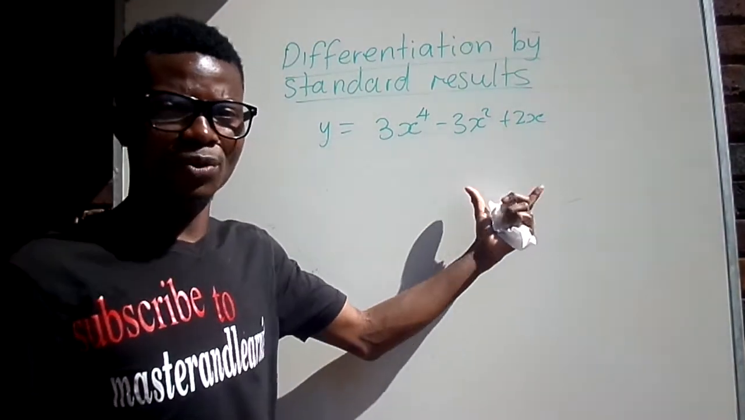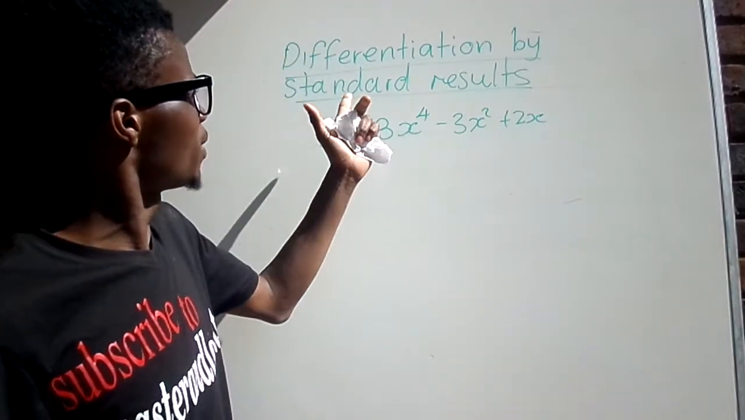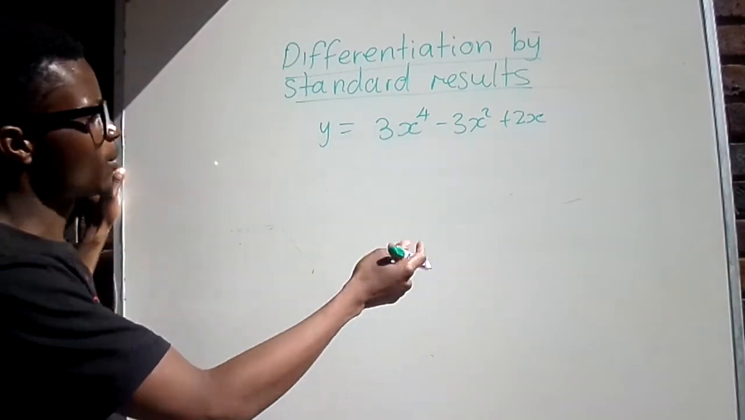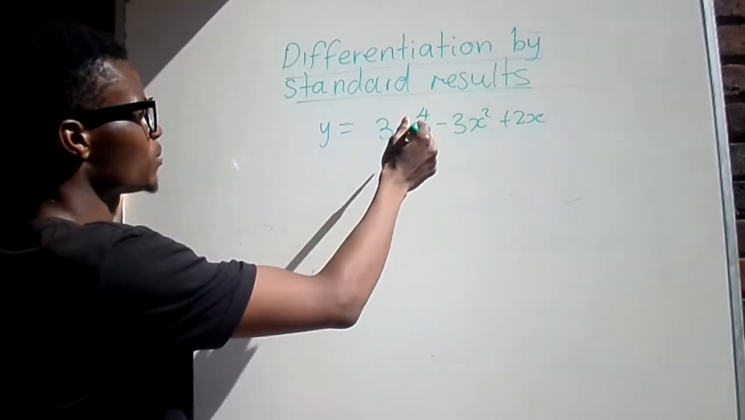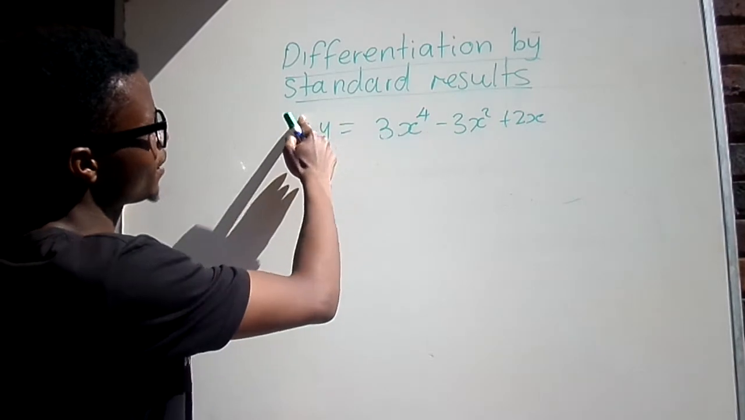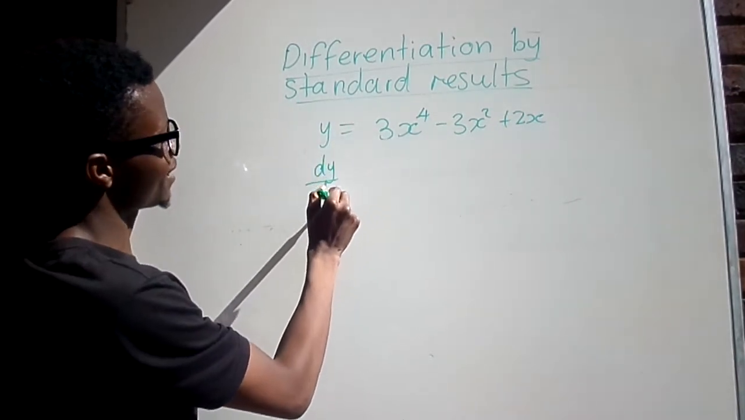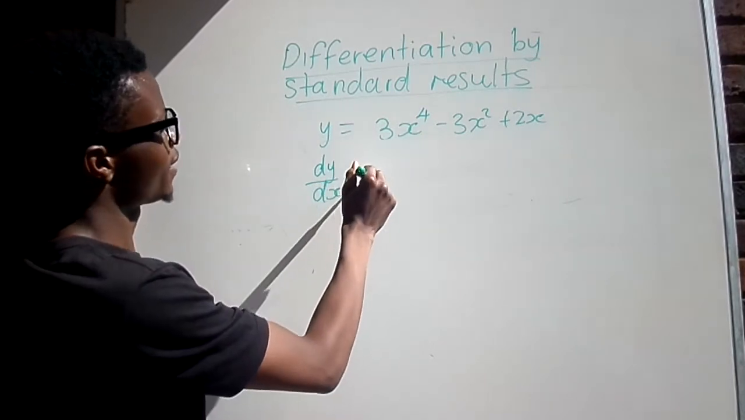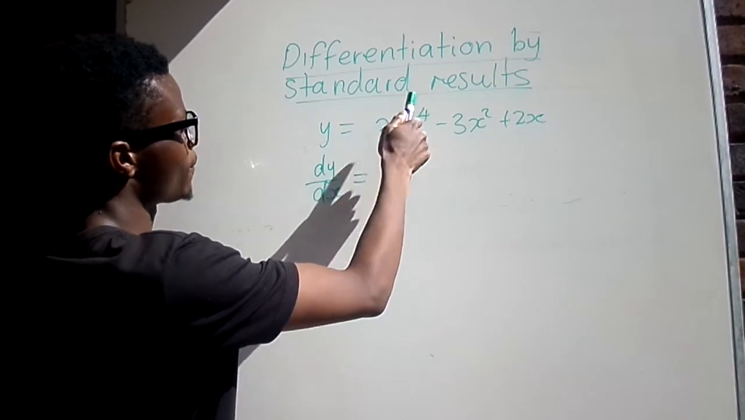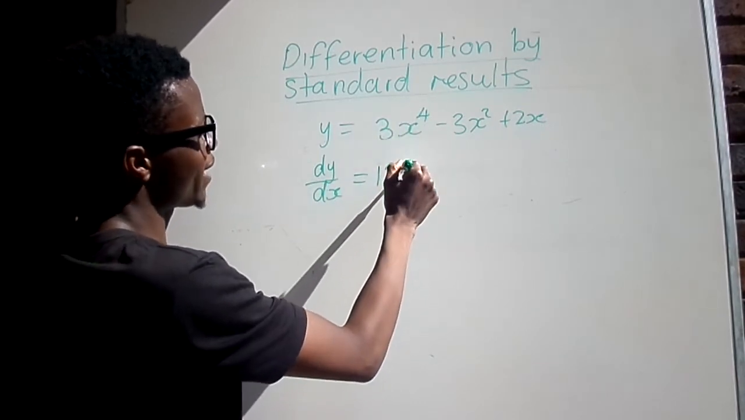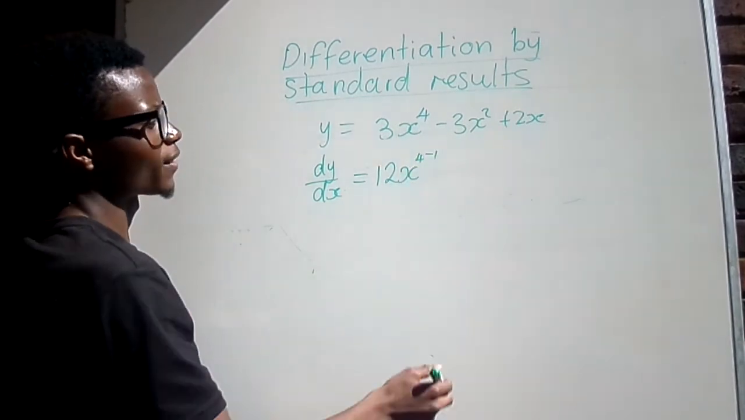This could be time consuming if you were using differentiation from the first principles. But by using standard results, we're going to differentiate term by term. So here, if you are given an equation that says y, we use dy by dx. That means the gradient function. Exponent times coefficient, that's 4 times 3, that's 12x to the power of 4 minus 1.